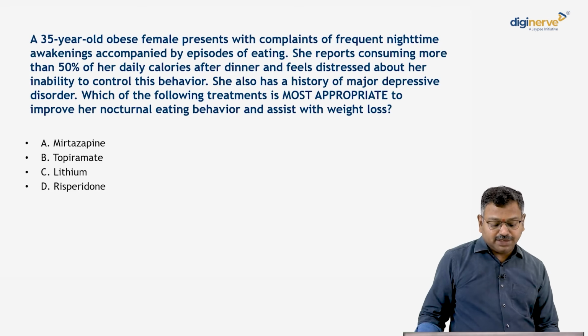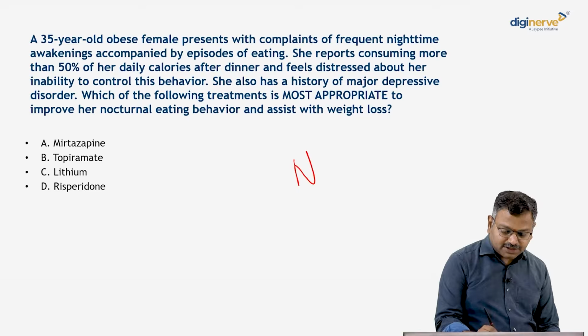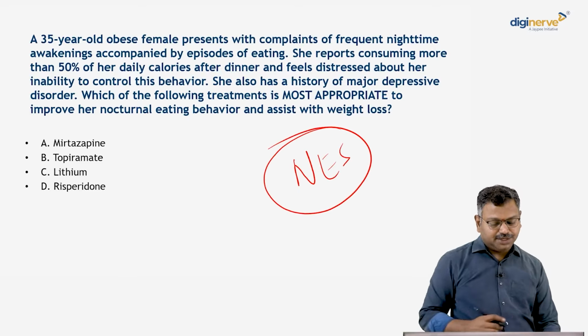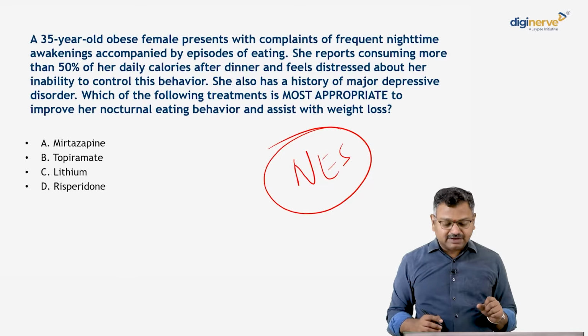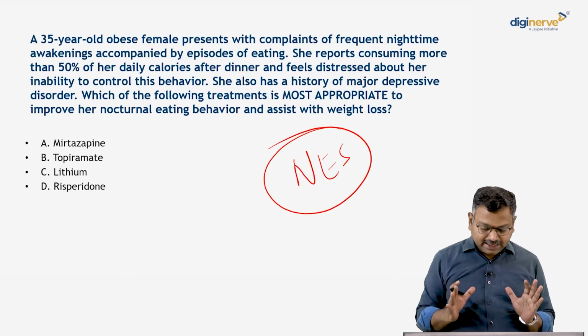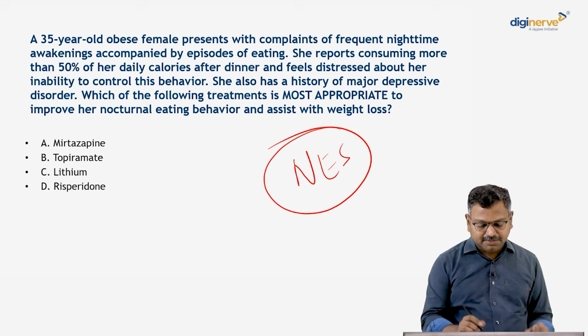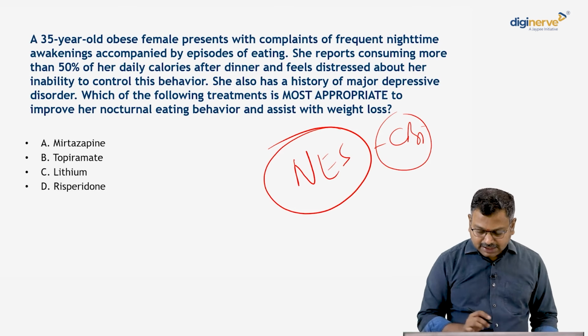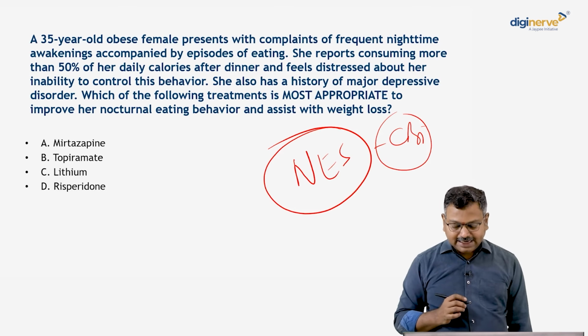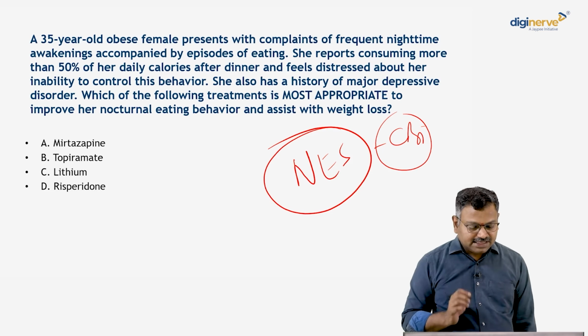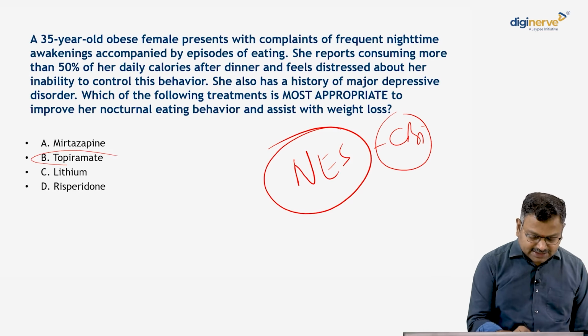A 35-year-old obese female complains of frequent nighttime awakenings accompanied by episodes of eating. She reports that she consumes 50% of her daily calories after dinner and feels distressed. So, she is complaining of a disorder called night eating syndrome. Now, what is the best drug available for this? So, in NES, primarily you will have to do CBT, that is cognitive behavior therapy, counseling, and bright light therapy could be used. But the best drug used for the treatment of that is topiramate.